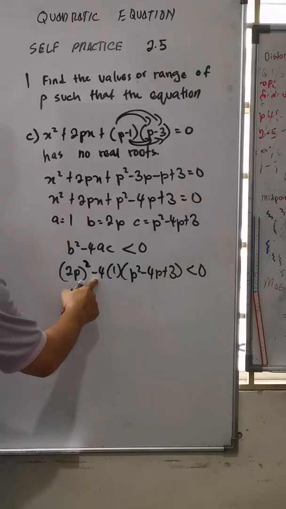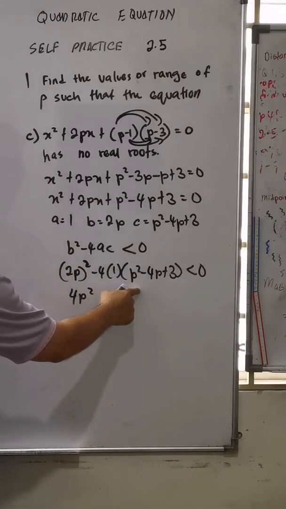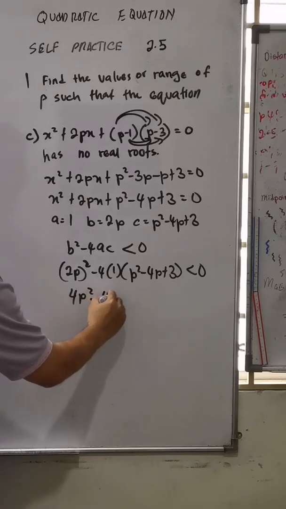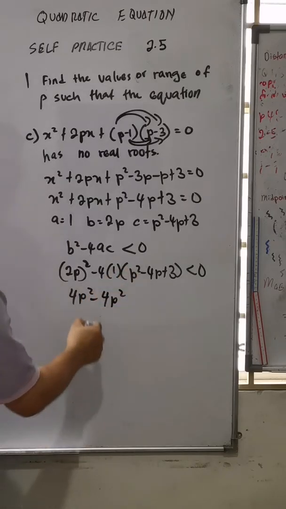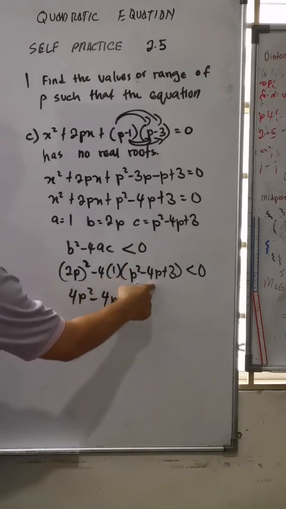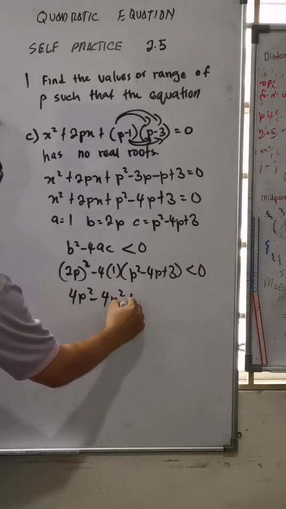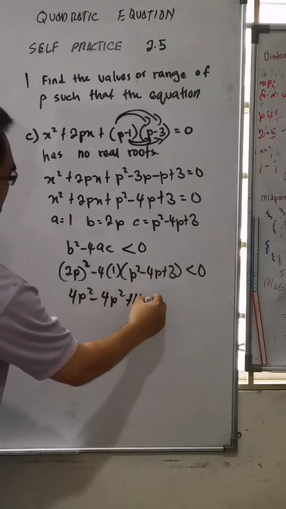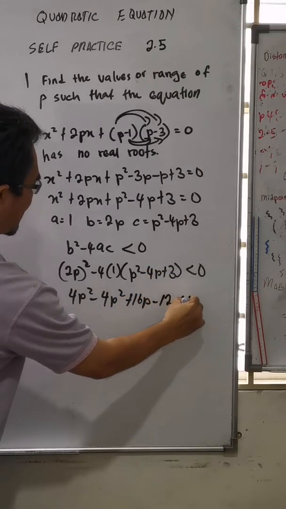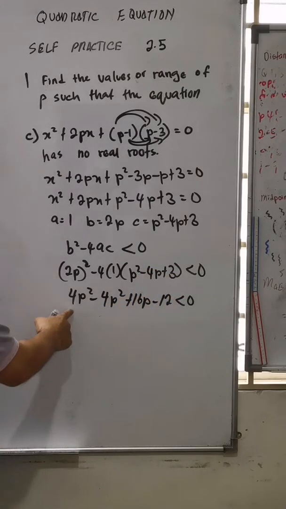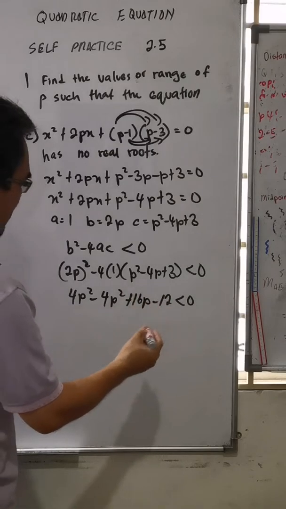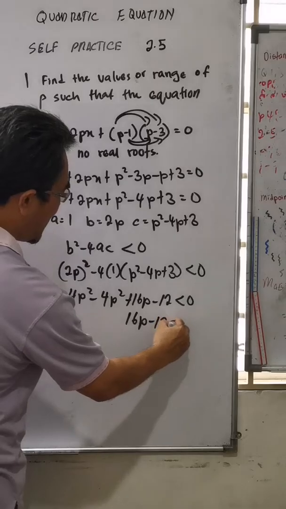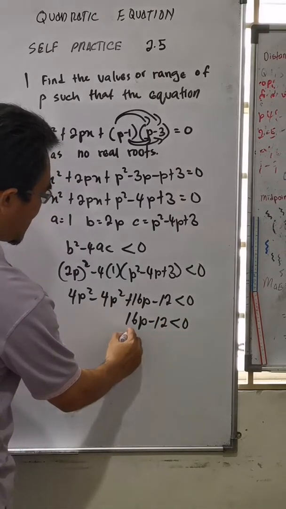Now, negative 4 times 1 times p squared. I prefer to multiply just straightforwardly. Then negative 4 times 1, negative times negative 4 will be positive 16p. Negative 4 times 1 times 3 is minus 12, less than 0. Okay, so 4p squared minus 4p squared, done. So 16p minus 12 less than 0.